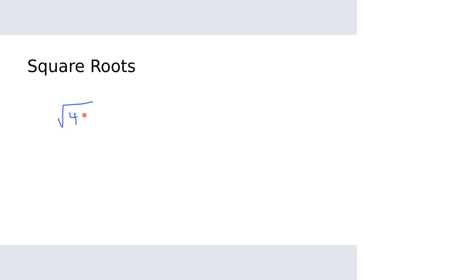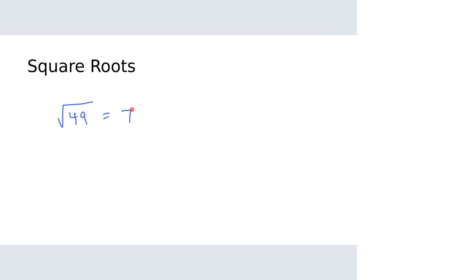If we're after, say, the square root of 49, what we're looking for is what number multiplied by itself would give me 49. What number multiplied by itself would give me 49? Seven. Perfect, Ashley. So if we see the square root of 49, we can simplify that to 7.